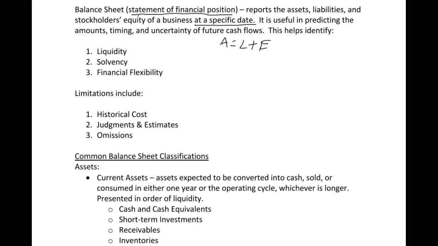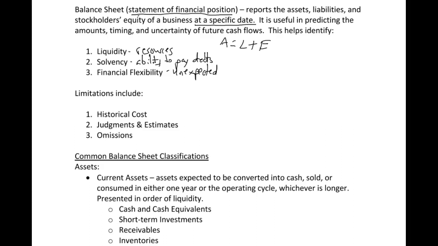So liquidity. This is basically saying, does the company have the resources necessary to pay off the current obligations, future dividends, and things like that. Solvency. The ability to pay debts as they mature. And then financial flexibility is just essentially anything unexpected. Do they have the ability to respond to anything that happens that might be unexpected?